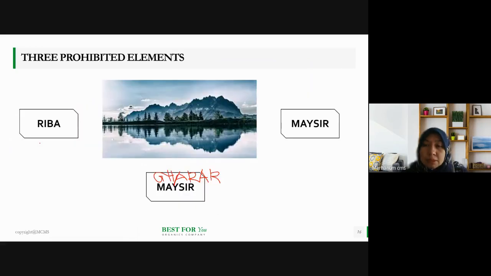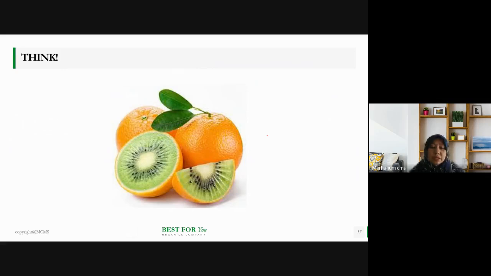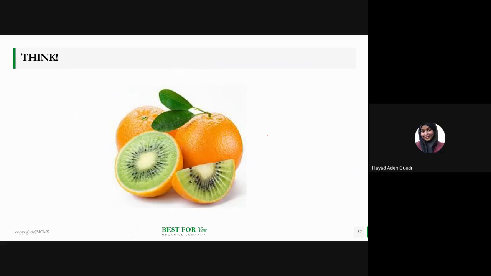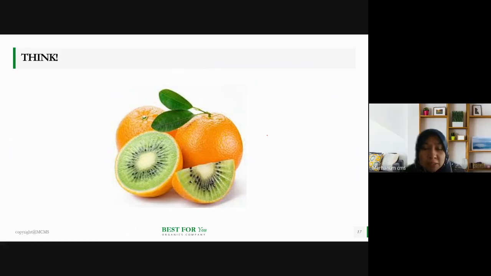Yes, there is maisir or gambling in conventional insurance. So can you think what this is? It seems like an orange. Orange. Actually, it is a kiwi, but the skin looks like an orange, not a kiwi skin, isn't it?